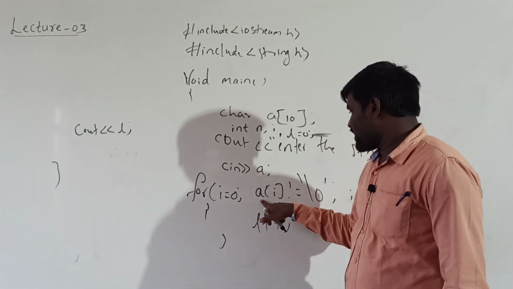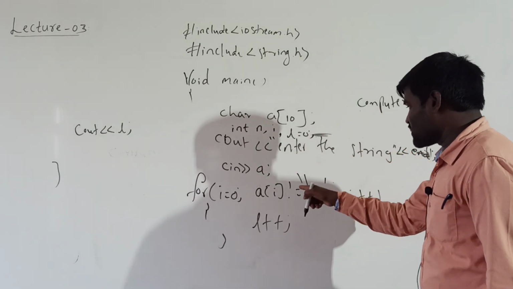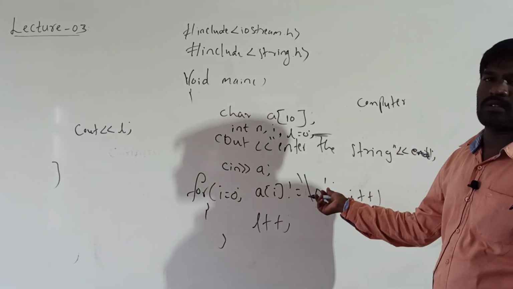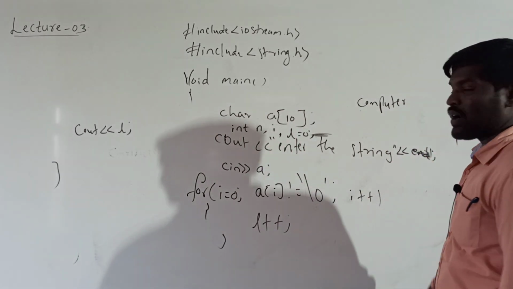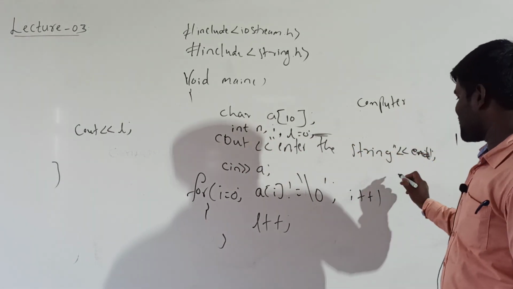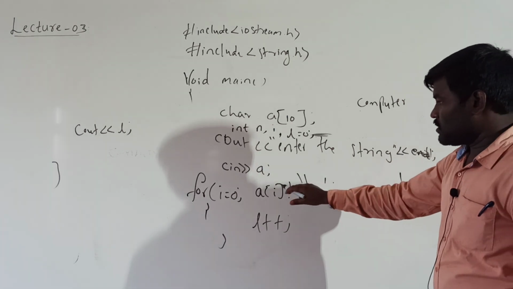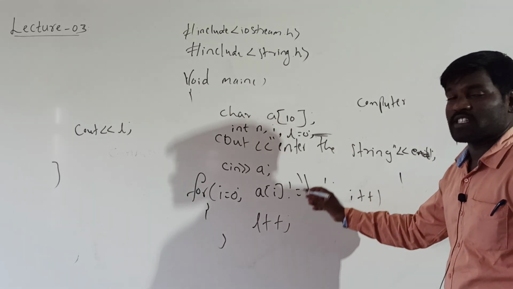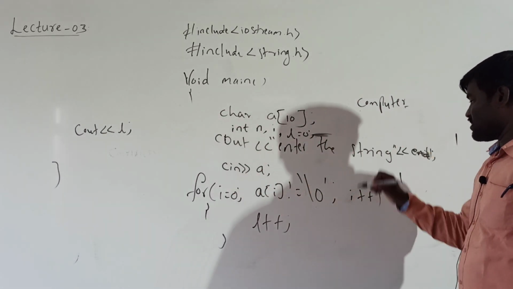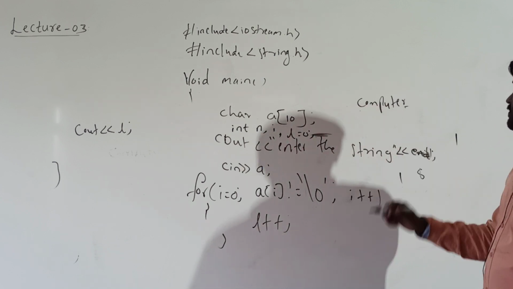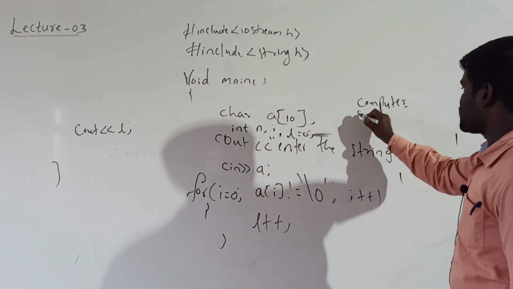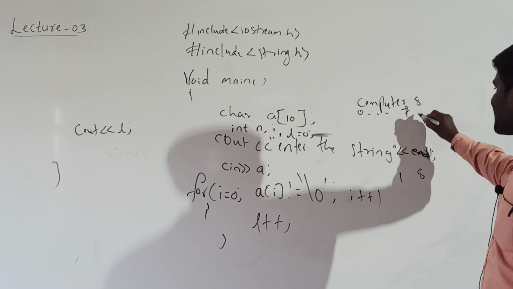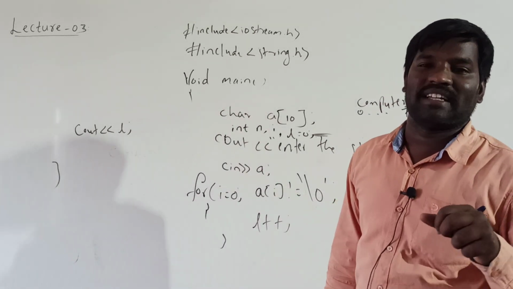i is equal to 0, a[0], that is c, is not equal to the null character. Again the condition is true, because c is not equal to the null character, so l plus plus, l becomes 1. Initially l value is 0. Next i plus plus, i becomes 1. a[1], o, is not equal to the null character, true, l plus plus. This process will repeat until the i value becomes 8. a[8], because positions 0 to 7 are present, but the 8th position is the null character. Always a string ends with the null character.